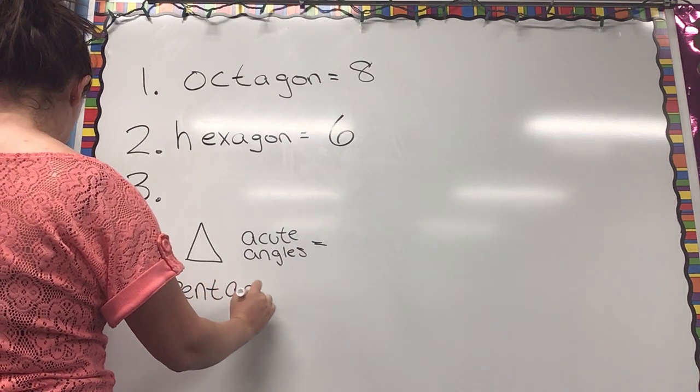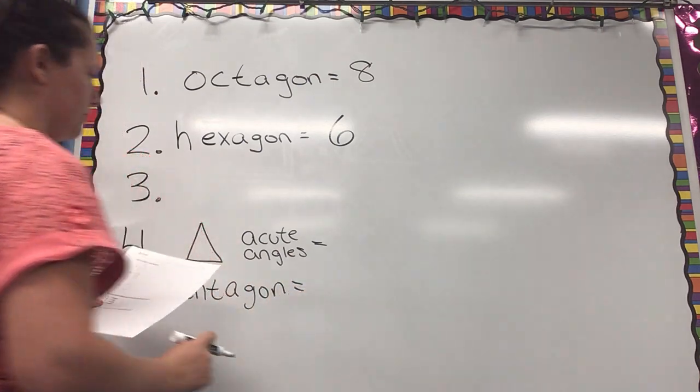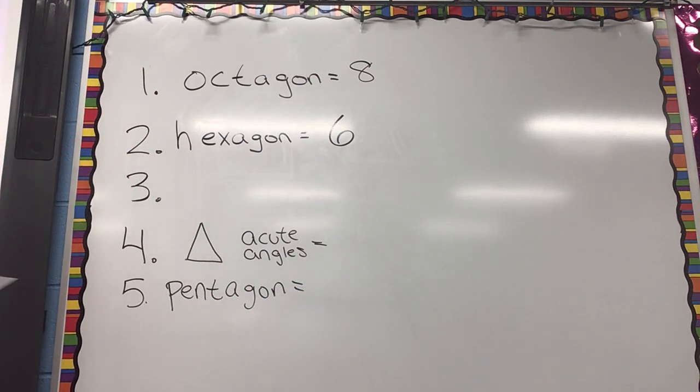More seconds. All right, number 3. What is the sum of the angle measures of a triangle? So when you add up all of the angles in a triangle, it is always going to come to what number?